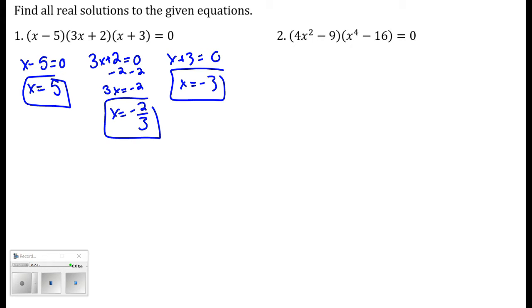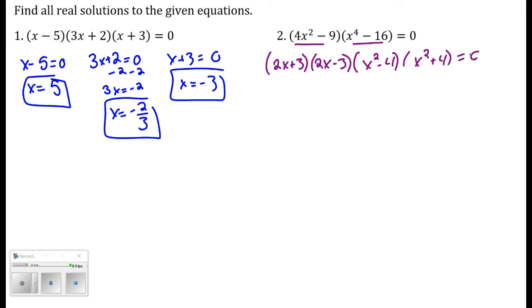Number 2: 4x squared minus 9 times x to the fourth minus 16 equals 0. You could apply the zero product property right now, but hopefully you notice that those two terms aren't factored completely. That's 2x plus 3, 2x minus 3, times x squared minus 4 times x squared plus 4 equals 0. But again, that's the difference of perfect squares. I can factor it. So factored completely, this expression is equivalent to the one I just wrote.